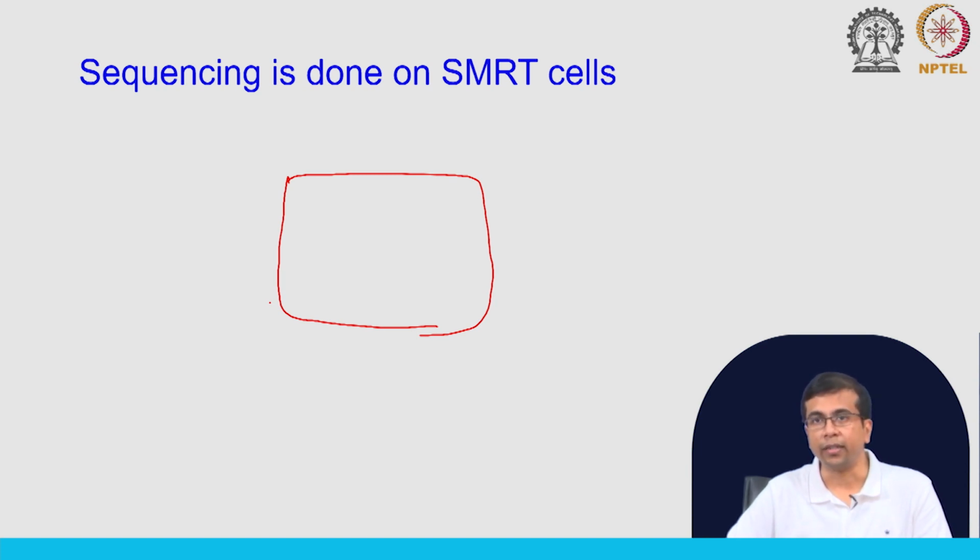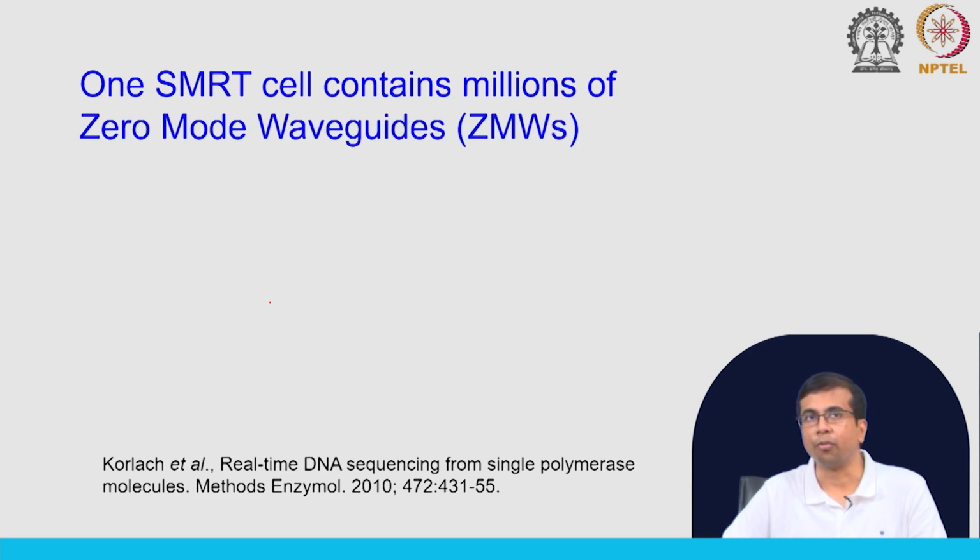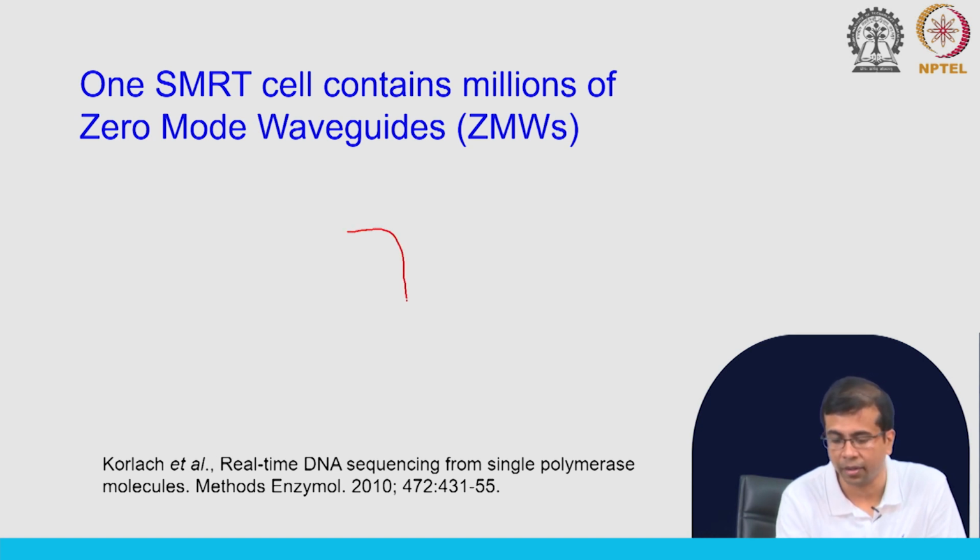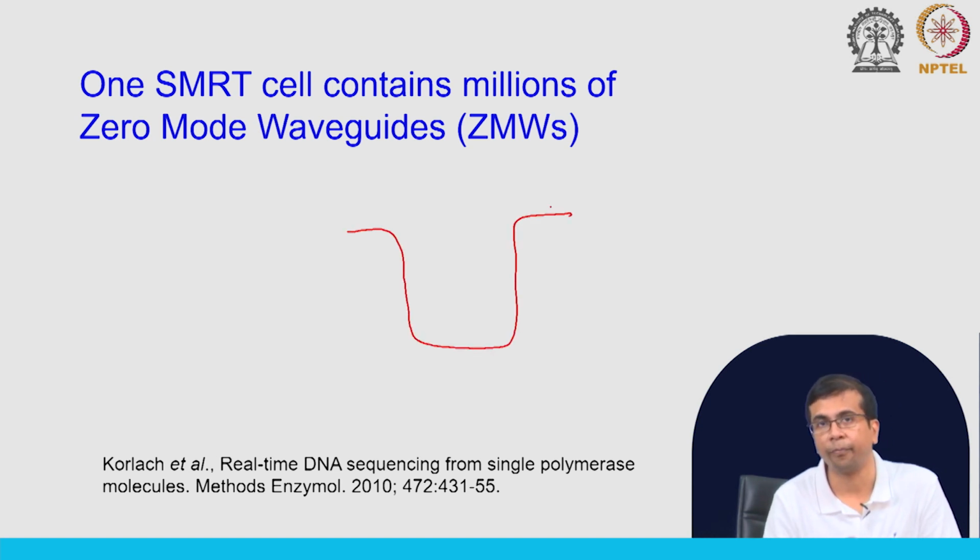Inside this we have something called zero mode waveguides. One SMRT cell contains millions of these zero mode waveguides, and you can look at this reference to see how they look. I will just draw a schematic of this. It is kind of like a well, but the dimensions are so small that if you shine light from one side, the light cannot pass through the well. So, only the lower part of these wells is illuminated, and the light will not pass through the well because the dimensions are so small.